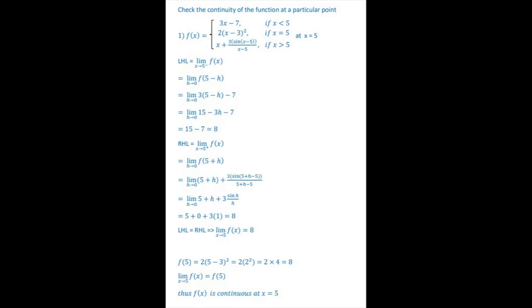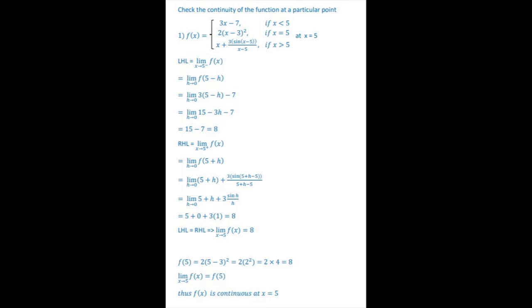Now let us see a few more examples in continuous functions. Okay, first one. Check the continuity at a particular point. Given f of x is 3x minus 7 when x is less than 5, 2 times of x minus 3 the whole square when x is equal to 5, and x plus 3 times of sine of x minus 5 by x minus 5 when x is greater than 5.